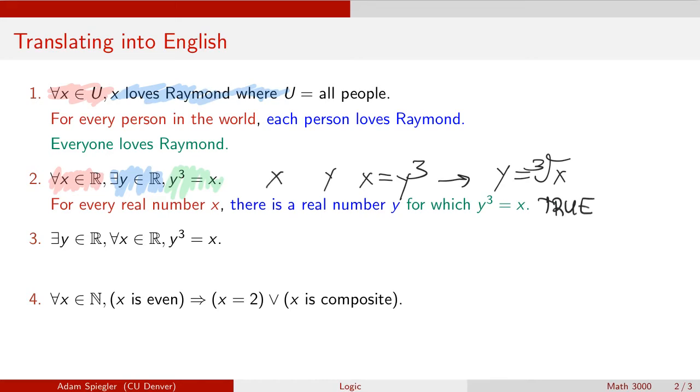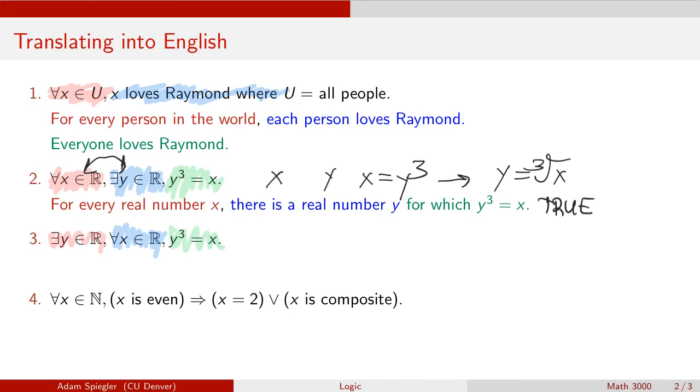And now let's compare the example in 3. Notice what happened in 3: we have flipped the order of these two quantifiers. So now first comes there exists a y in R, and then for all x in R, we have y cubed is equal to x. First, let's translate this into English, and then we can think about whether flipping the order of these two quantifiers affects the truth of this statement or not.